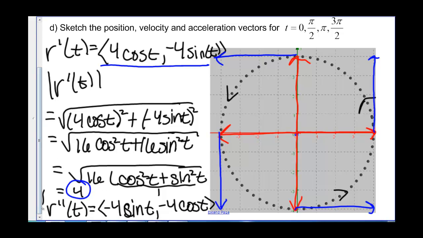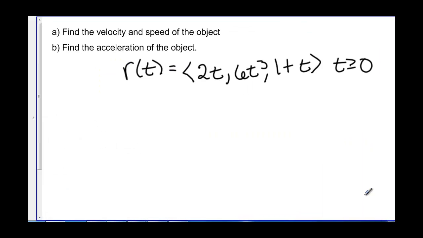And then finally our acceleration, we'll do in green. And that is negative 4 sine t, negative 4 cosine t. So that's 0, negative 4. Next we have negative 4, 0, then 0, 4. Let's have you try to find the velocity and speed of the object and the acceleration of the object when r of t equals 2t, 6t cubed, 1 plus t for t greater than or equal to 0. So pause, and when you're ready, come back.